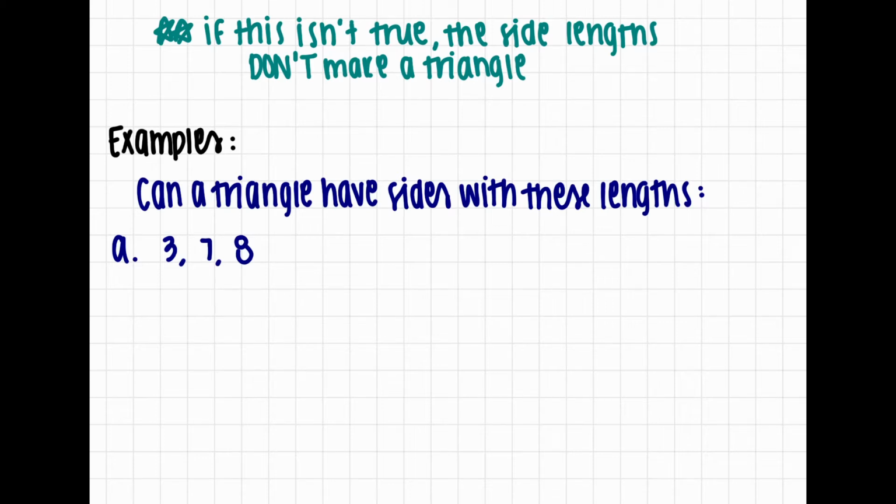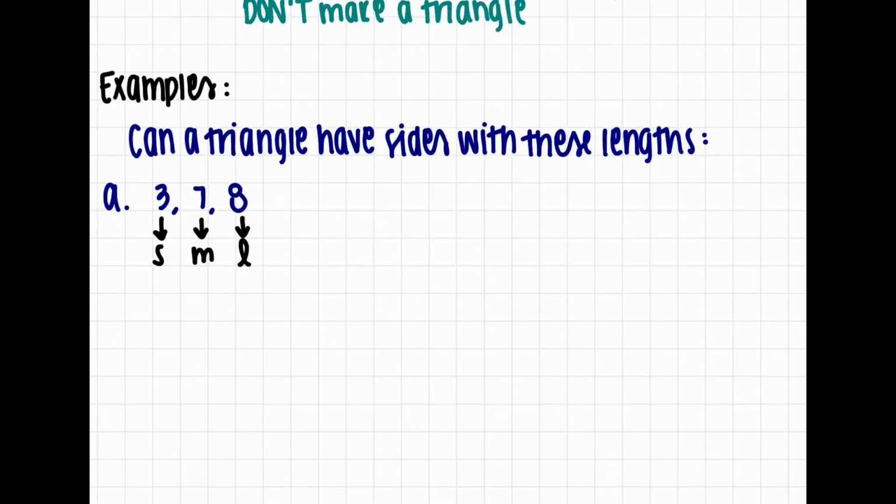So the first thing I want you to do, especially when this is new, is label them as small, medium, and long or large. So I know 3 is my smallest number, so I'm going to label it with an S. 7 is that middle or medium, so I'm going to label it with an M. And then 8 is the biggest or the largest, so I'm going to label it with an L. Remember, I told you we have to take that small side, add it to the medium side, and it has to be greater than the longest or the largest side.